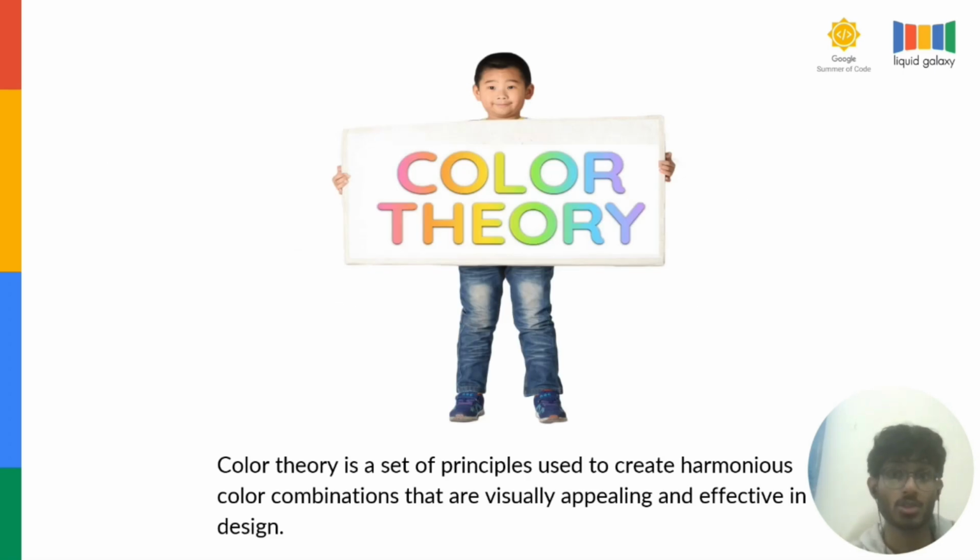To know color theory, first you need to know what is color. Color is the visual perception described through color categories with names such as red, orange, yellow, blue, green. Color theory is a set of principles used to create harmonious color combinations that are visually appealing and effective in design. It guides how colors are chosen, combined, and perceived, and it also helps designers evoke emotions, create balance, and communicate messages effectively.